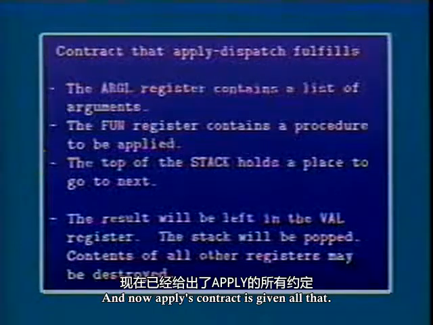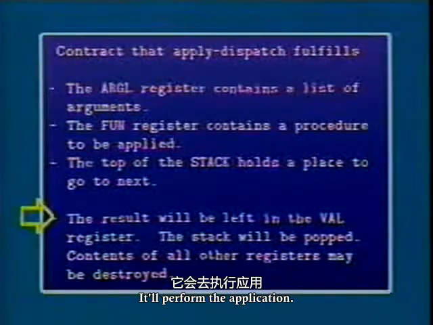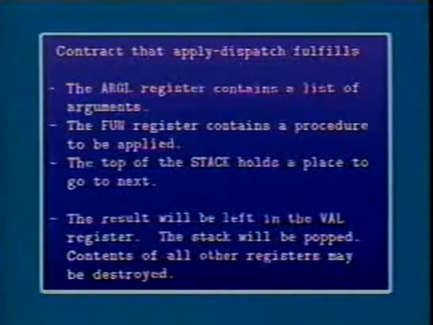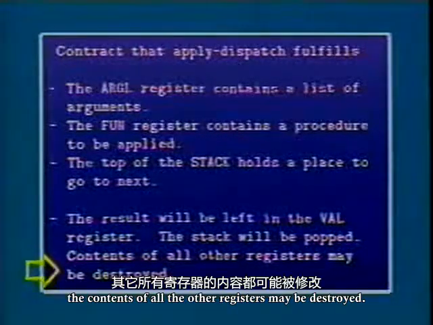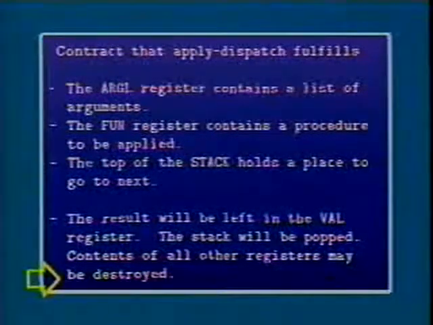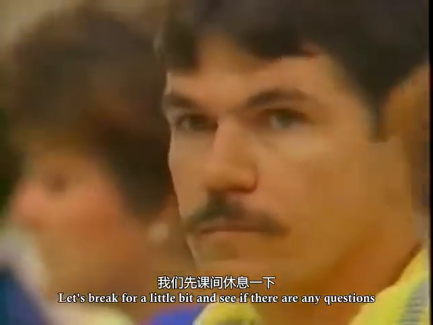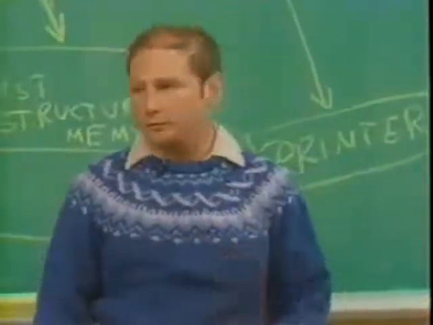And now apply's contract, given all that, is that it'll perform the application. The result of that application will end up in val. The stack will be popped. And again, the contents of all the other registers may be destroyed. Right, so that's the basic organization of this machine. Let's break for a little bit and see if there are any questions, and then we'll do a real example.